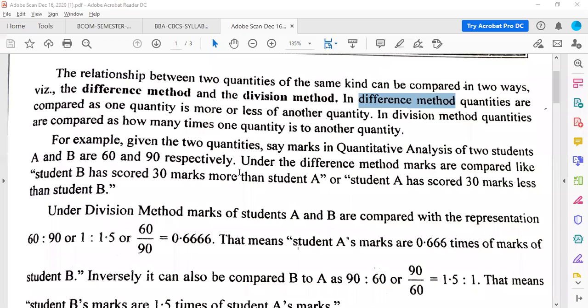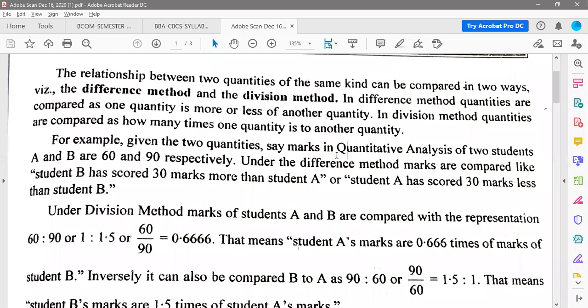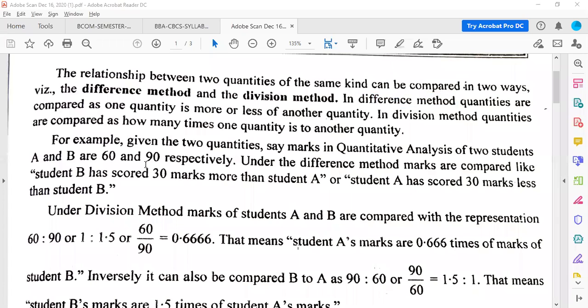Now let us see how the comparison happens. Now the quantitative analysis marks of two students A and B are 60 and 90 respectively. If the marks of A is 60 and the marks of B is 90, then how do we compare it? That is what we are trying to understand.